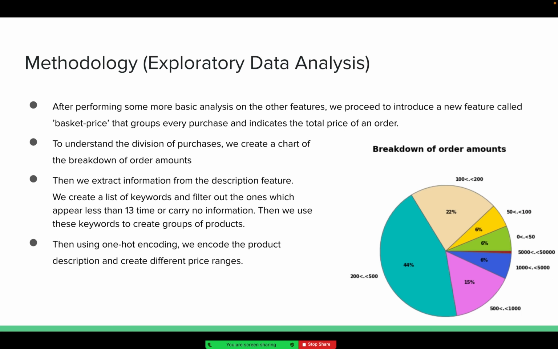And then after some more basic data analysis on the other features, we introduced a new feature called basket price, which groups every purchase and indicates the total price of an order. So to understand the division of the purchases, we made a pie chart of the breakdown of order amounts. And then we extract information from the description feature and create a list of keywords and filter out the ones that appear less than 13 times or that carry no information. And then we can use the keywords to create groups of products. And then we used one hot encoding on the keywords to create different price ranges.